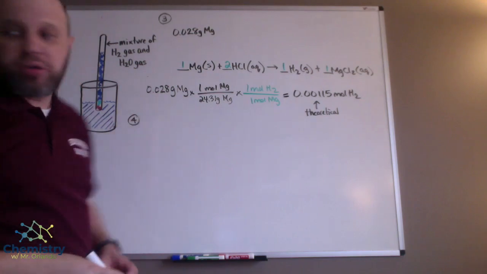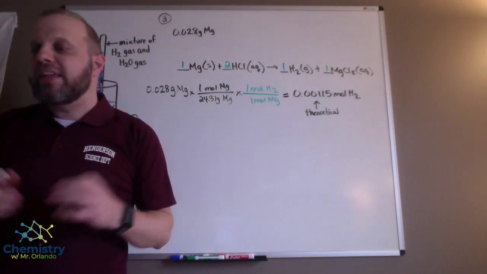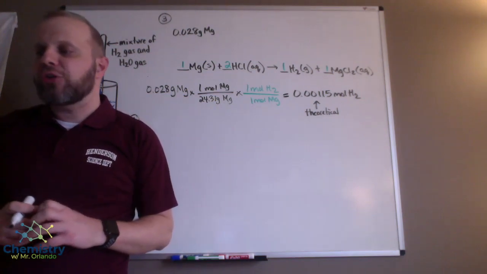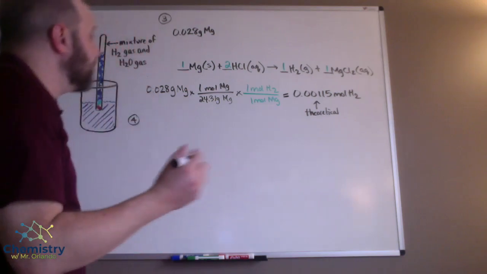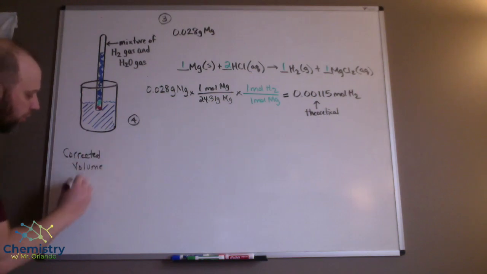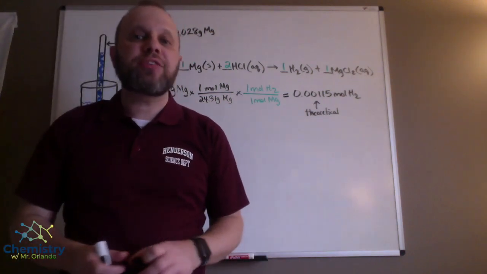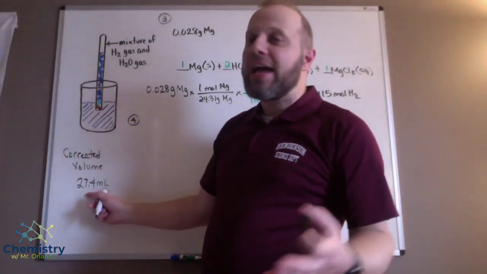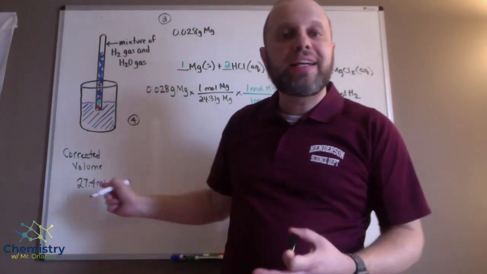So question number 4 says, divide the corrected volume of hydrogen by the theoretical moles of hydrogen to calculate the molar volume in liters per mole. Now, we have the corrected volume from earlier. So our corrected volume was 27.4 milliliters. Now, before I use this, before I divide it, just like the question asked, does anyone see a problem? Yeah, there's a problem. We're looking for an answer that is in liters per mole, and right now we have milliliters.